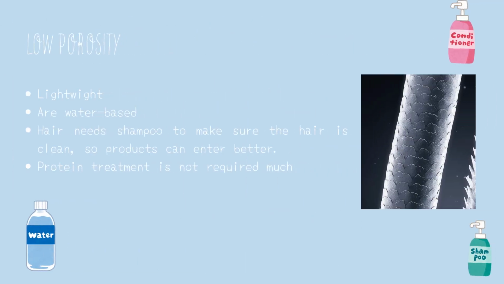In terms of managing it, it's best to use lightweight products so your hair is able to absorb them quickly and well, and also to use water-based products as water is easily absorbed. It's also best to shampoo your hair regularly, as low porosity hair is prone to breakage, and shampooing cleans your hair and lets it take in products better. And lastly, protein treatment and bond building are not needed so much, as your hair is quite healthy and the bonds in your hair are quite strong.